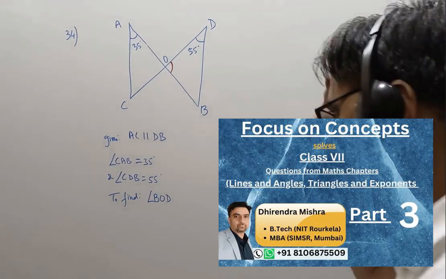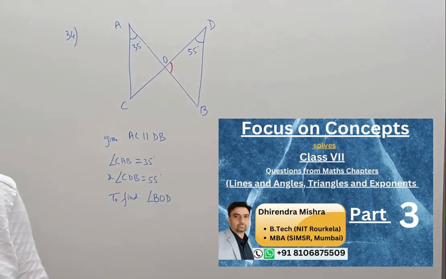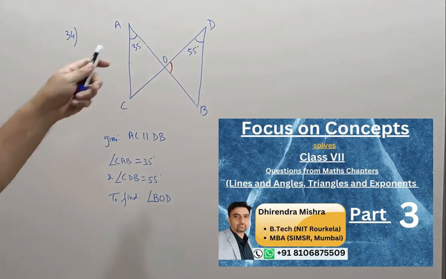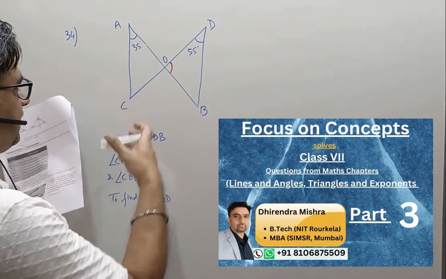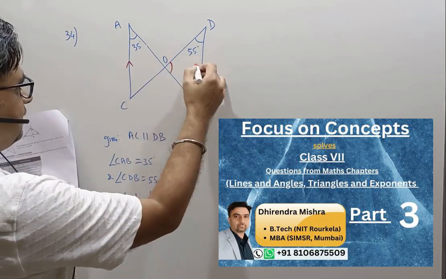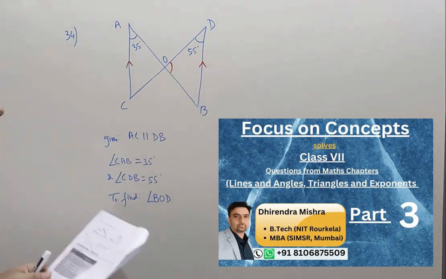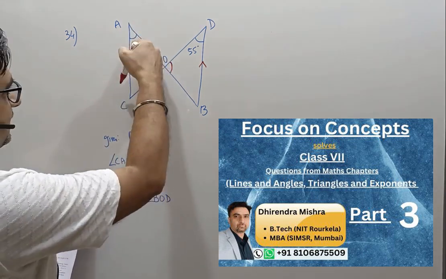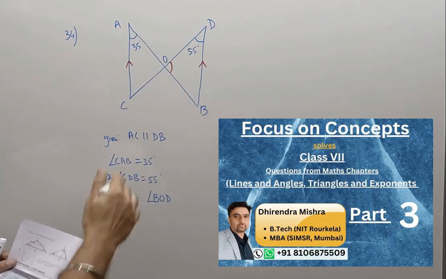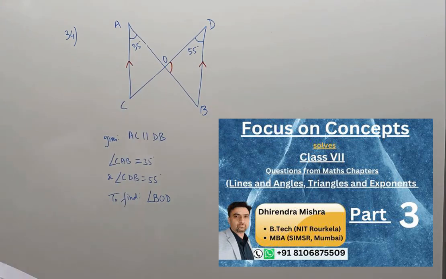Question 34. The question says line segments AB and CD intersect at O such that these two lines are parallel. So let us mark this. This denotes that these two lines are parallel. It's also given that angle CAB is 35 degrees and this is 55 degrees, and we are now required to find this angle marked in red here.